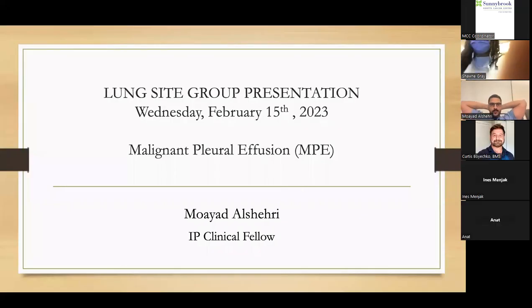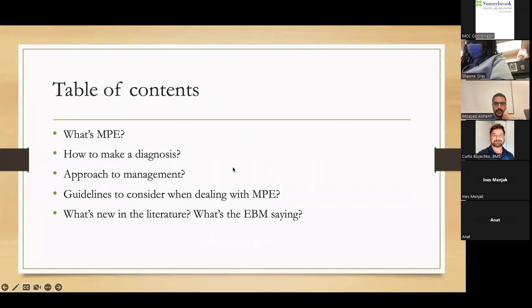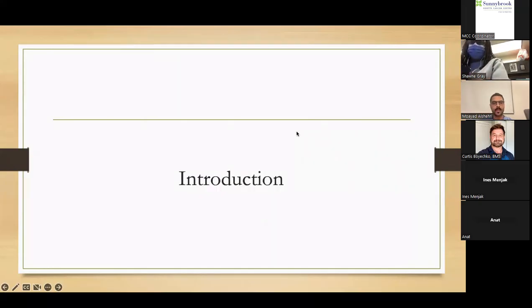I'm trying to keep this simple as an overview. So there are just general objectives: what is malignant pleural effusion, how to make a diagnosis of malignant pleural effusion, how to approach it in terms of management, what guidelines do we use, and what is new in the literature to guide further advancement in the MPE world.